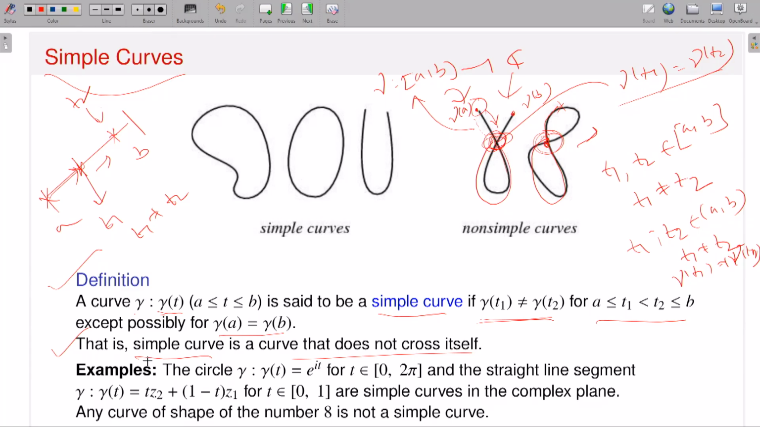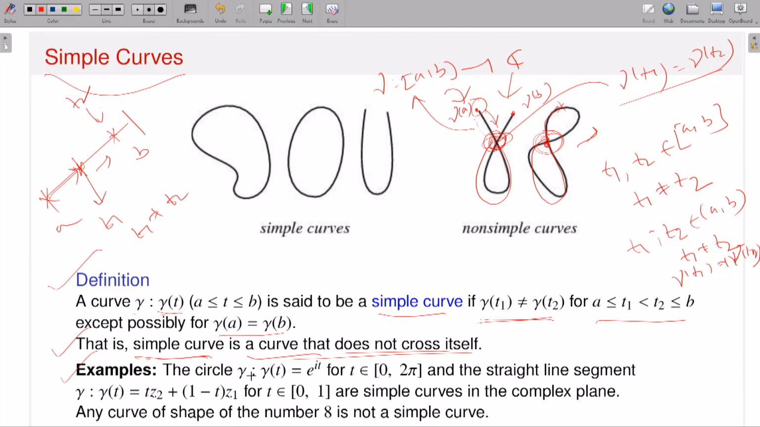So that is why I've written that a simple curve is a curve that does not cross itself. If it crosses, that means there exist two distinct points T1 and T2 in my domain such that gamma of T1 is exactly equal to gamma of T2. That means it breaks the injectivity. So my function or curve is not simple.